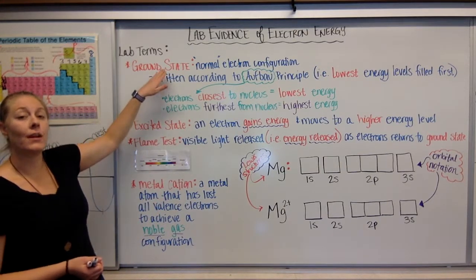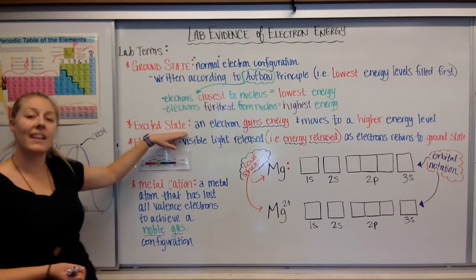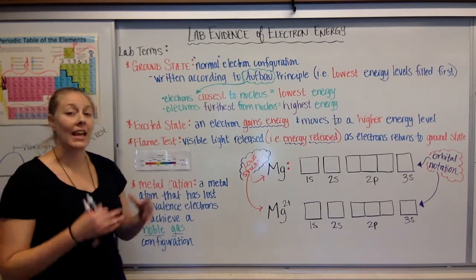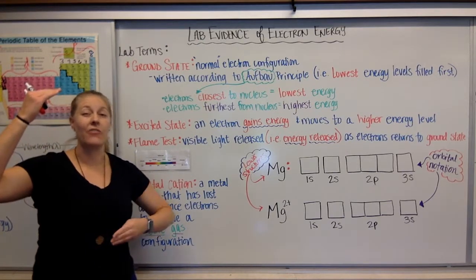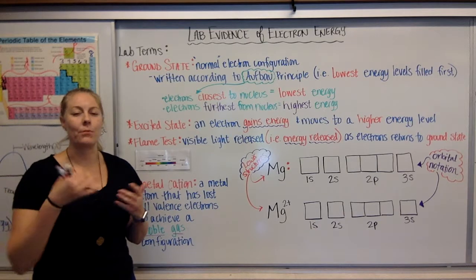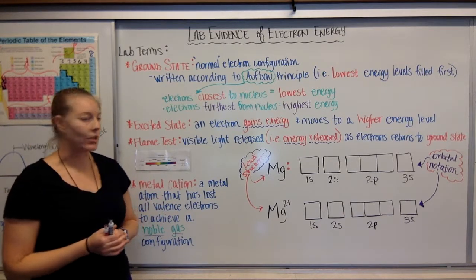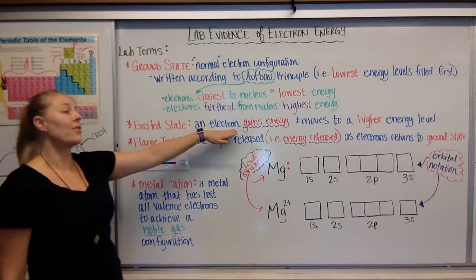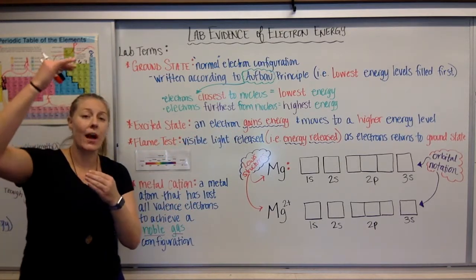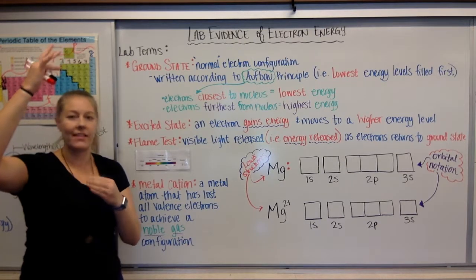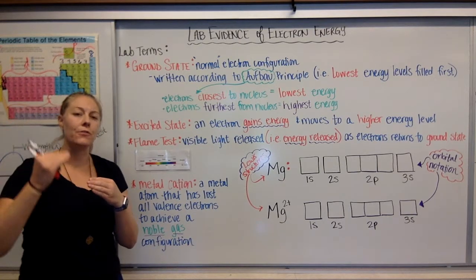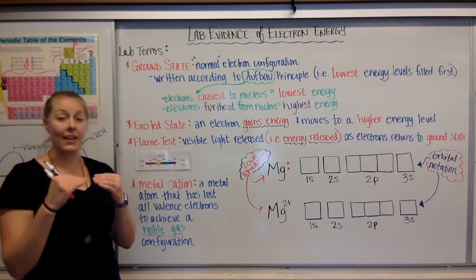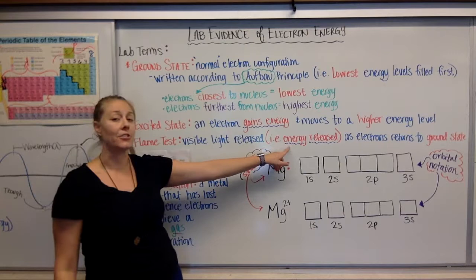Now, as opposed to the ground state, there can also be an excited state electron configuration. This is where electrons actually gain energy and move up to a higher energy level before the ground state would say that they should. It does happen, and we're going to see this in the flame test lab. Because when those electrons gain energy and jump to a higher energy level out of the ground state configuration, they eventually have to fall back down.